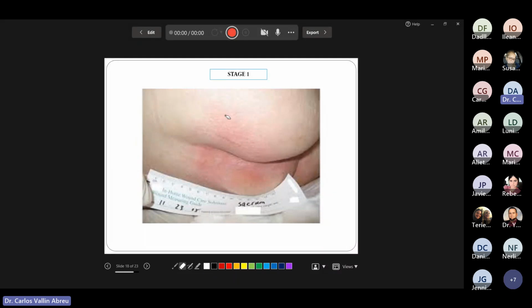Even if the skin is continuous, you don't see a skin breakdown, you don't see a hole, it is already classified as a stage 1 pressure ulcer. I know it's difficult to accept that, but you need to learn to accept that it is already a pressure ulcer. If you make a biopsy of the tissues in the bottom, they are dead cells.